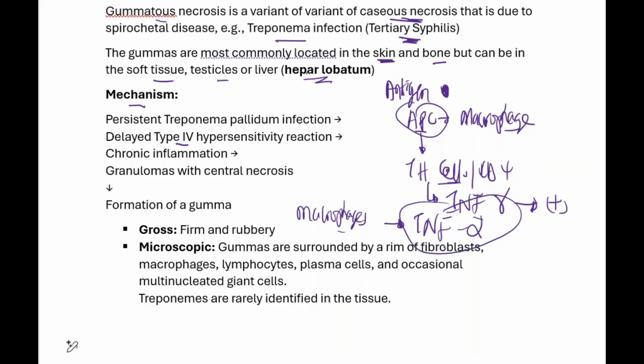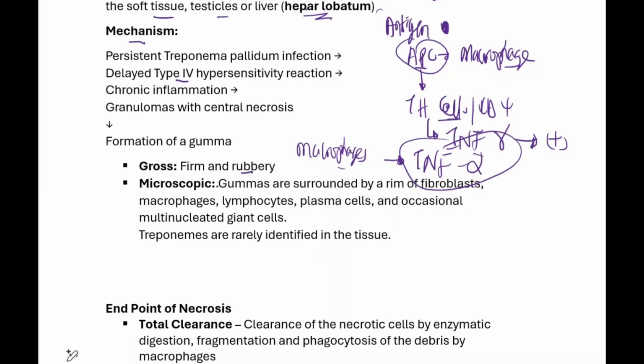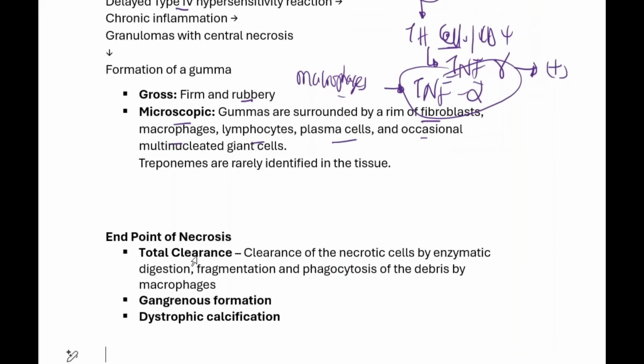And then this TNF alpha is going to induce granuloma formation, whereby your macrophages appear epithelioid. And then it's going to wall off those infections, and they'll be surrounded by lymphocytes, fibroblasts, and fibrosis. And then with time, calcium could also deposit there, thereby leading to what? Dystrophic calcification. So please, if you have not watched the video on granulomatous inflammation, check out that video. When you look at it on gross, it's going to be firm and rubbery. And on microscopy, they'll be surrounded by a rim of fibroblasts, macrophages, lymphocytes, plasma cells, and occasionally multinucleated giant cells, just similar to what we see in granuloma. And very rarely you can identify the treponemes in those tissues, which is the bacteria that's causing the syphilis.